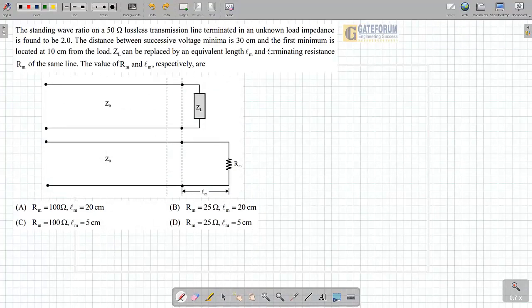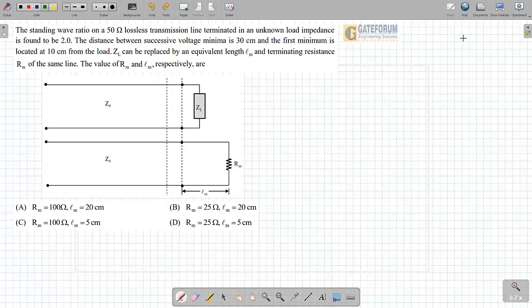Let us see this question from electromagnetic theory, which is from the transmission line portion. Okay. So in this, what the question says is that there is a transmission line on which the standing wave ratio of the unknown load impedance is 2, and the characteristic impedance of this lossless transmission line is 50 ohm. It is given further that the distance between the successive voltage minima is 30 centimeter, and the first minimum is located at 10 centimeter from the load.